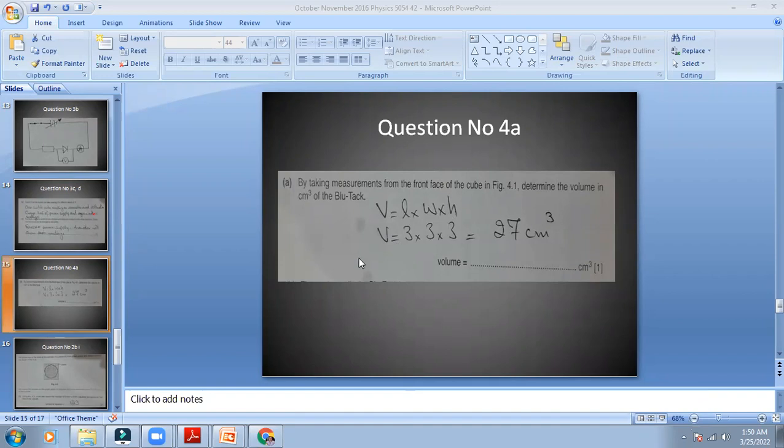And so I was on question number 4. So the volume of that thing was length into width into height, and that was 3 into 3 into 3, and that was 27 centimeter cube.